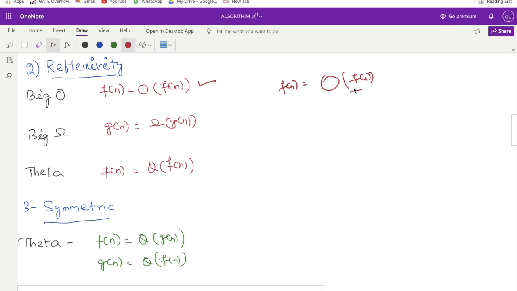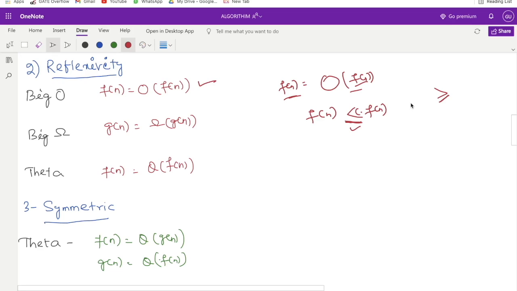Yeah, absolutely I can write it, because the definition of big O is that f of n must be less than or equal to this term. So f of n must be less than or equal to f of n. As the less than or equal to is present, this can be true. The same goes for big omega, because that will be greater than or equal to. So it is the equals that makes big O and big omega reflexive in nature.